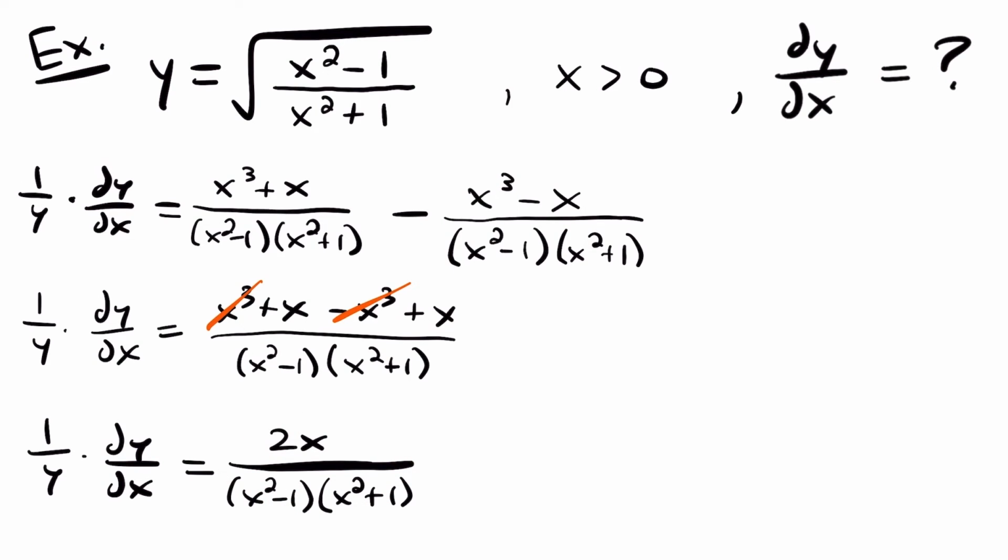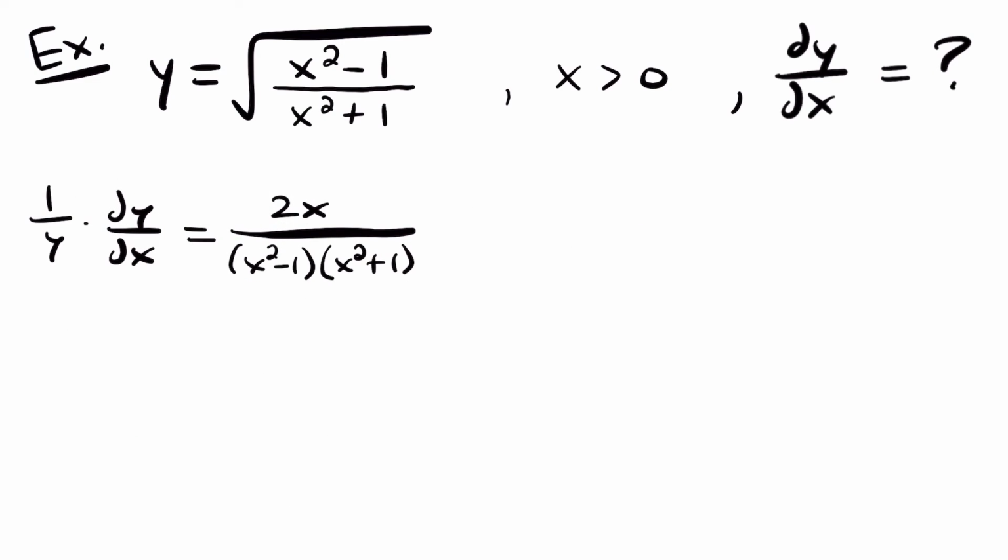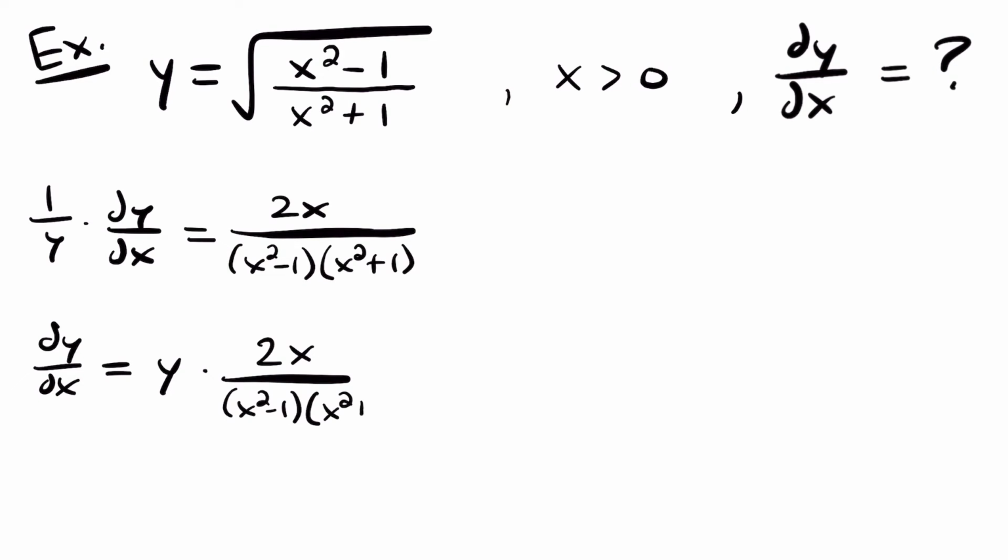And so now we have a nice simplified function on this side of our equation. And so if we clean up our work again, we can now move on to our next important step in the logarithmic differentiation process, and that is to multiply both sides by y, right? In order to eliminate this 1 divided by y, we're going to multiply both sides by y, and that will isolate dy dx, which is what we are trying to solve for. And so if we do that, we will have dy dx is equal to y times 2x divided by x squared minus 1 times x squared plus 1. Right, and so now we have one more step left.